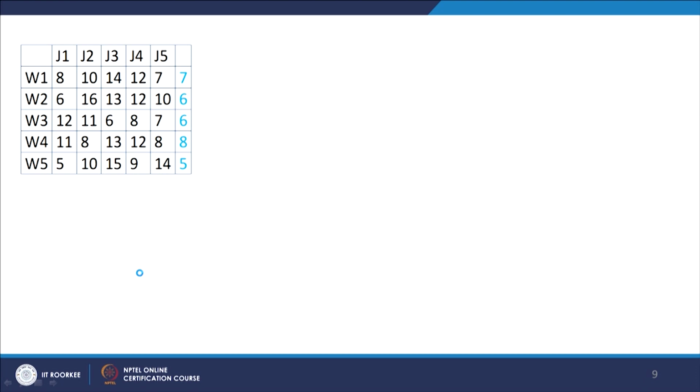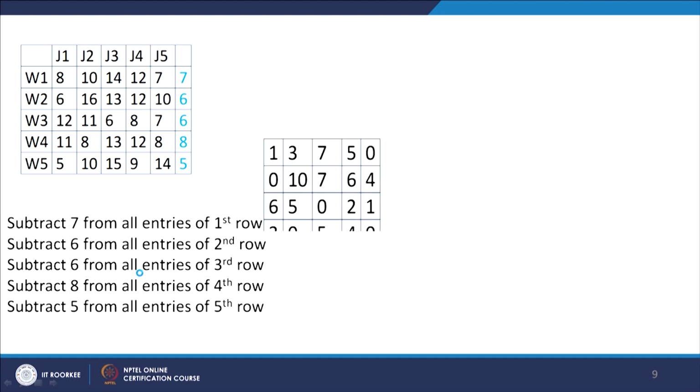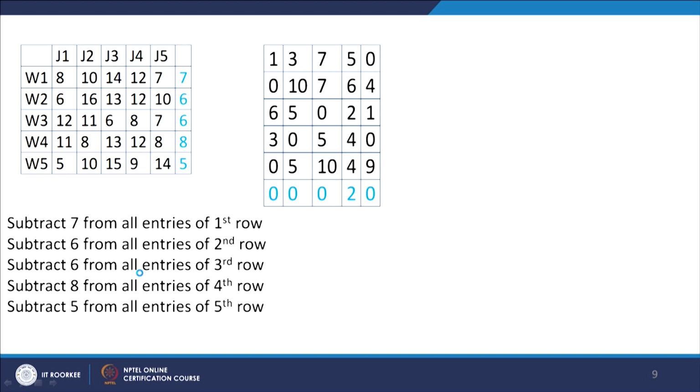Similarly, the minimum of the second row is 6. So, we need to subtract 6 from all the entries of the second row, and like this we need to subtract 6 from all entries of the third row, 8 from all the entries of the fourth row and 5 from all the entries of the fifth row. And when we perform these operations, this is the resulting matrix that we get.